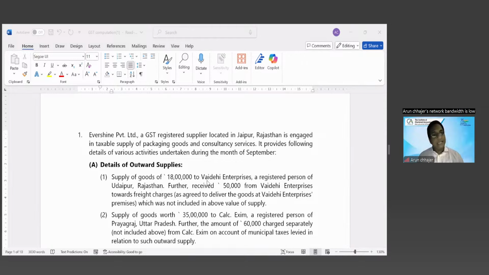Answer is it will be added in the value. Can you give me the reason why this amount should be added in the value?